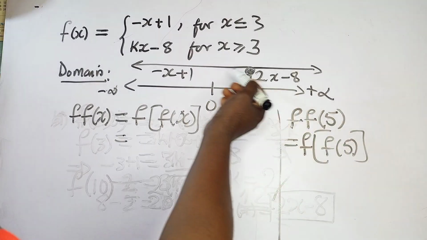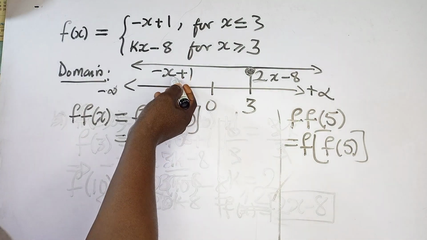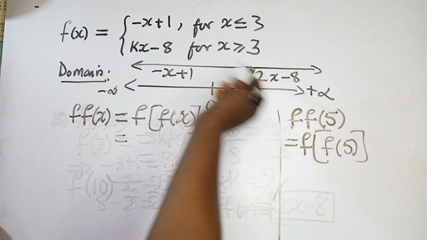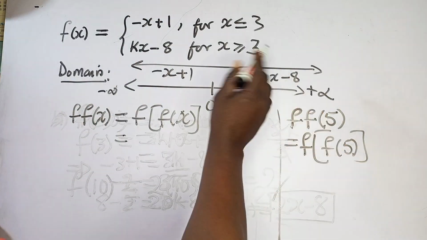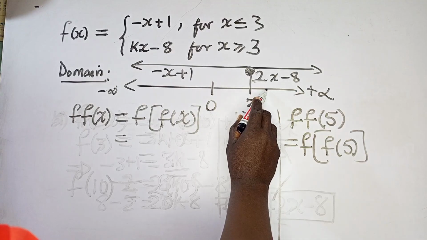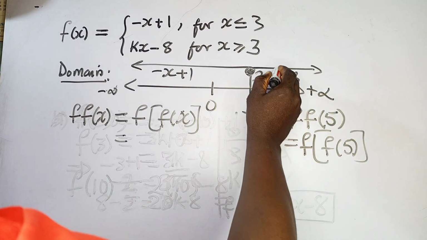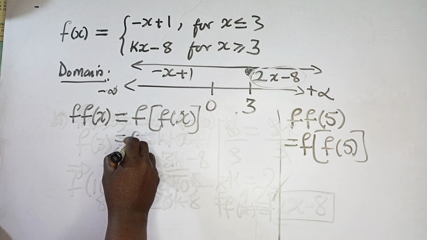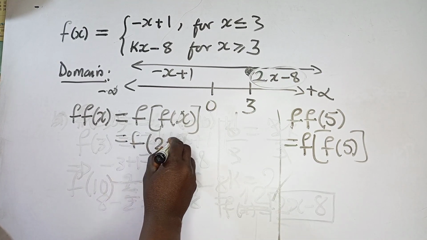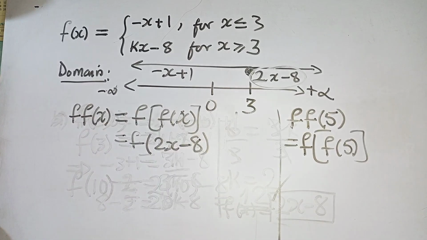Okay, so which of the definitions are we going to use? Is it this one or this one? We look at 5. 5 is to the right of 3. Look at 3, 4, 5. 5 is this way. So the definition we have to use is this one. So we'll use 2x minus 8. So this will be f of 2x minus 8.